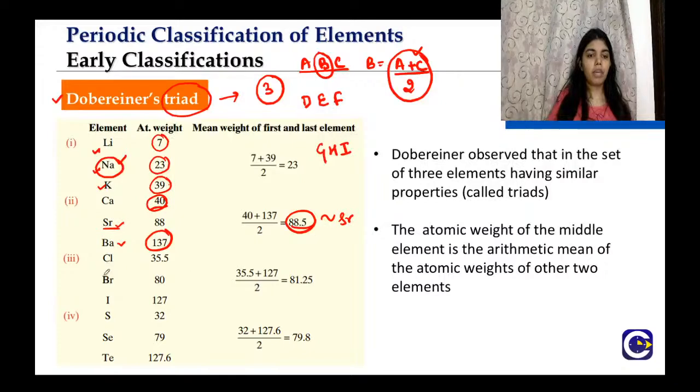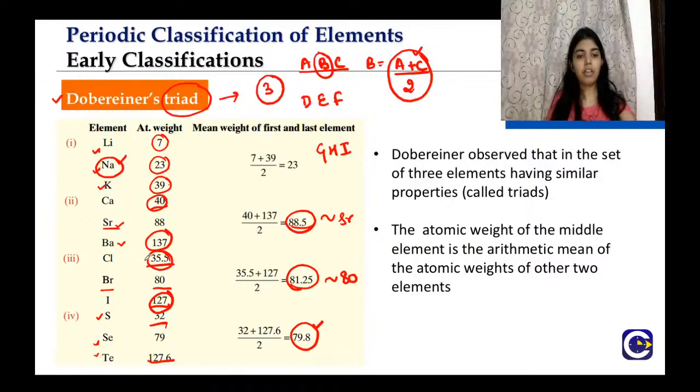Next consider chlorine, bromine, iodine. Chlorine has 35.5, bromine has 80, iodine has 127. Add up 35.5 and 127 and divide by 2, that is, find the arithmetic mean of the two. It gives 81.25, which is approximately equal to 80, the atomic weight of bromine. Next consider sulfur, selenium, tellurium. Add up 32 and 127.6 and divide by 2, you get 79.8, which is close to 79, the atomic weight of selenium, right?